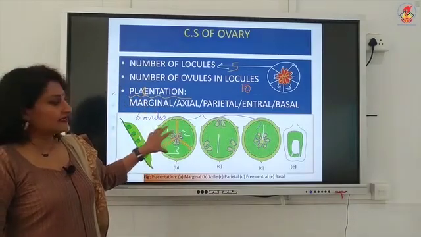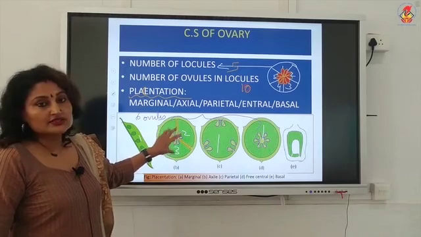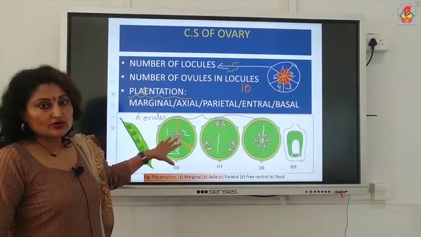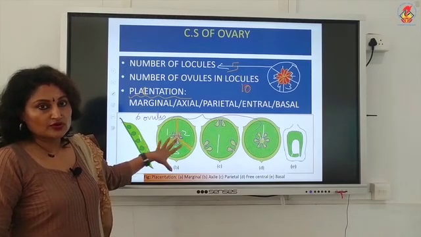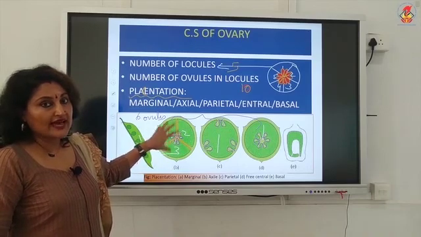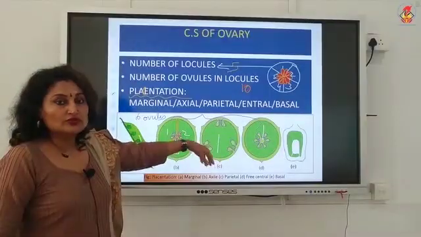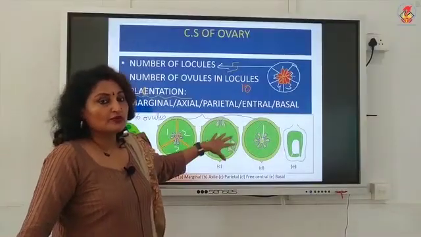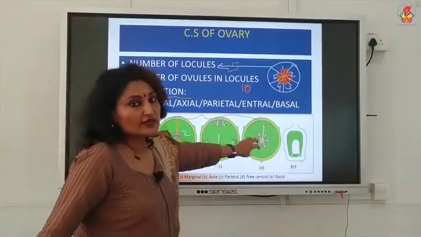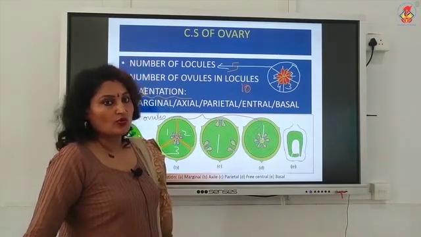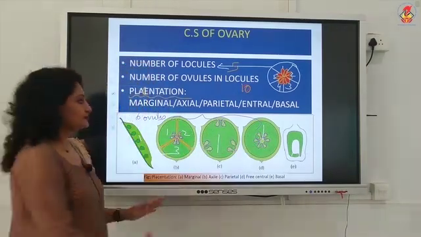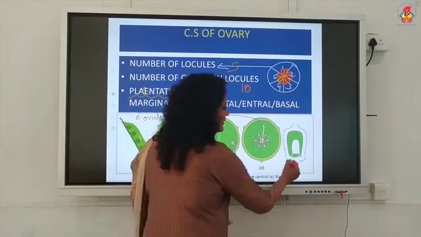Only in the first case, or in axial condition, it is loculated, either 3 locules or 4 locules or 5 locules, and the ovules are located at the axil of each locule. Whereas in the second case the ovules are located at the periphery of the monolocular ovary, and here it is located at the center of the monolocular ovary. Clear?